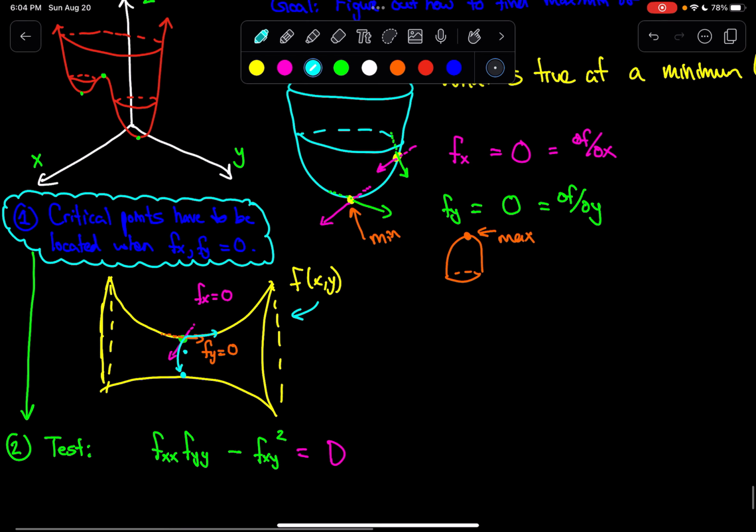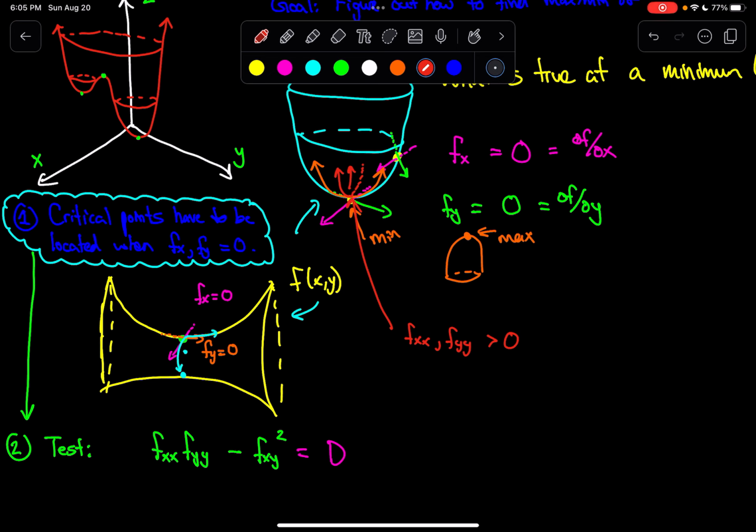Actually here, let's go back up to the paraboloid all the way up here. In order to have a chance of being a minimum, we have to be experiencing concave up in the y direction, and we have to be experiencing concave up in the x direction. If not, this is clearly not going to be a minimum, okay? So in this situation for a minimum, both of these are concave up, okay?